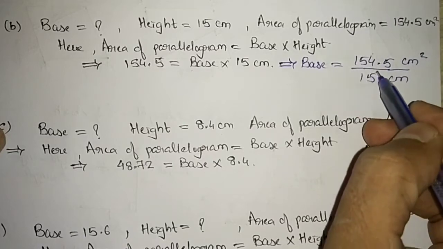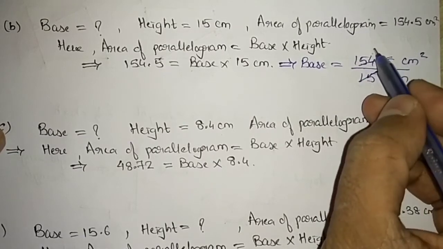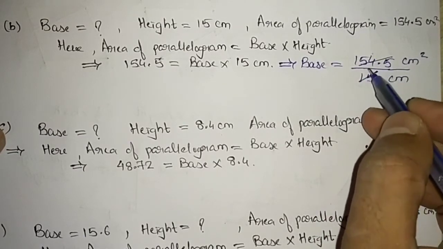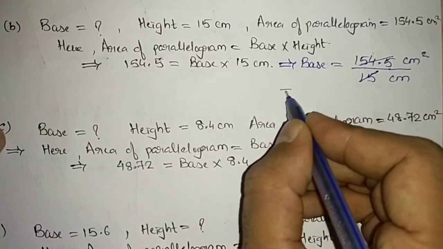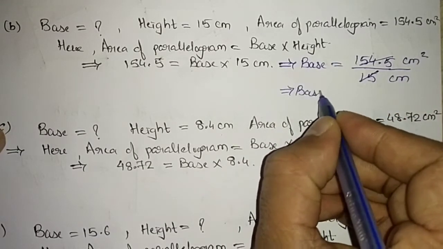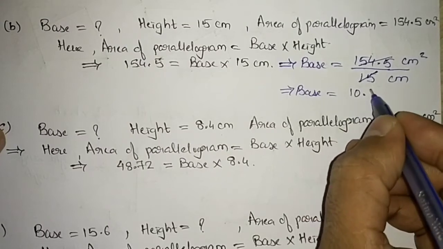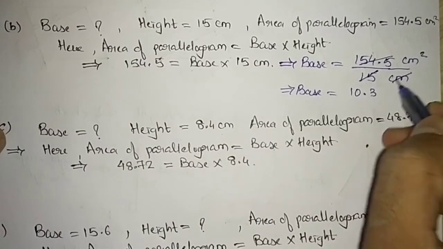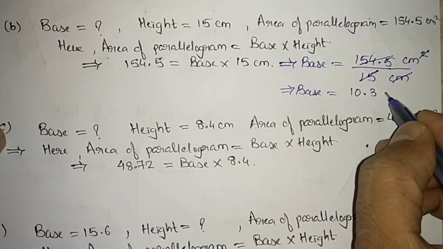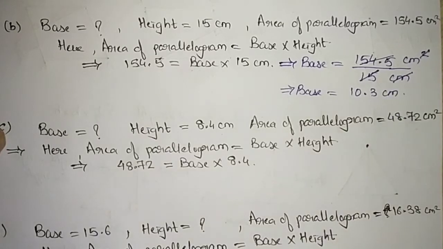When I cancel out, I will get the answer as 10 point, base is equal to 10.3 centimeter and 1 centimeter will cancel out, so I will be left with 10.3 centimeter.